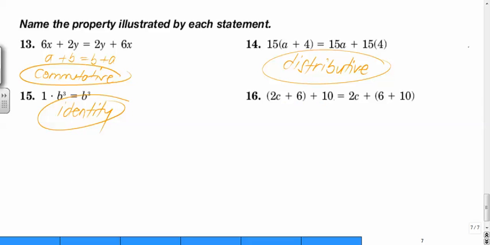Let's see this one: (2c plus 6) plus 10 equals 2c plus (6 plus 10). But what do you see? You have parentheses placed differently in each one of these expressions. However, your numbers are in the same order. And this property is the associative property. Think about that: you're associating your numbers. You're grouping them in two different ways, while you maintain the same order in which you write them.